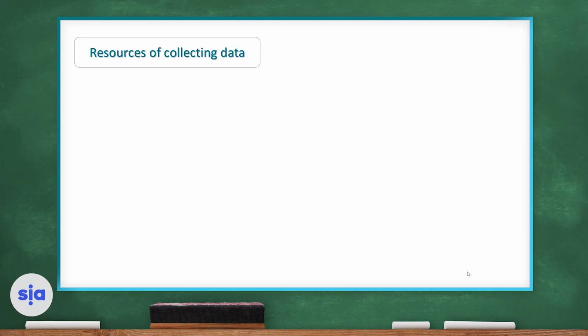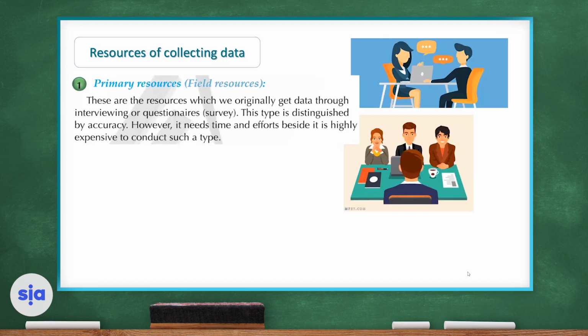Today we'll be talking about the resources of collecting data. We have two types of resources. The first one is called the primary resources, or it can also be called the field resources. These are the resources which we originally get data through interviewing or questionnaires like surveys, and this type is distinguished by accuracy. However, it needs time and efforts, besides it is highly expensive to conduct such a type.